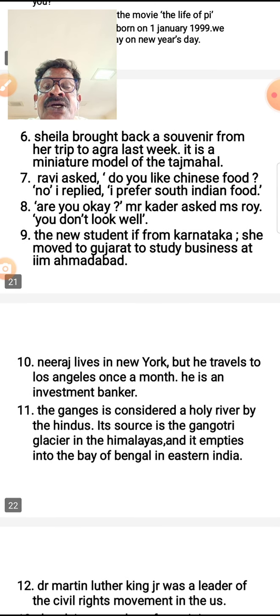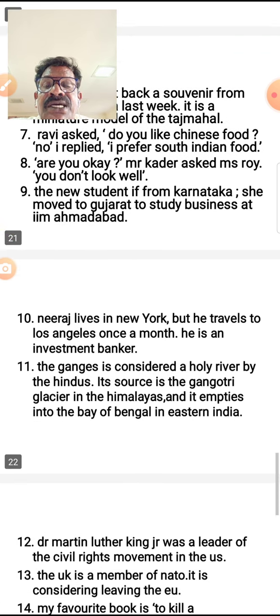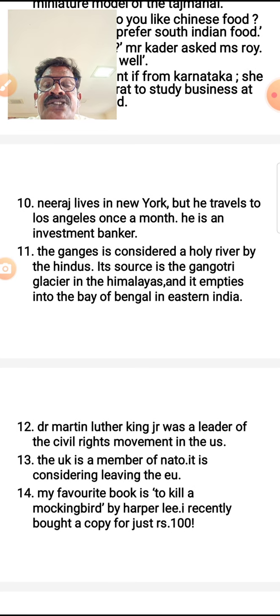Number 10, Neeraj lives in New York, but he travels to Los Angeles once a month. He is an investment banker. 11, the Ganges is considered a holy river by the Hindus. Its source is the Gangotri Glacier in the Himalayas, and it empties into the Bay of Bengal in eastern India. Number 12, Dr. Martin Luther King Jr. was a leader of the civil rights movement in the US. Number 13, the UK is a member of NATO. It is considering leaving the EU.